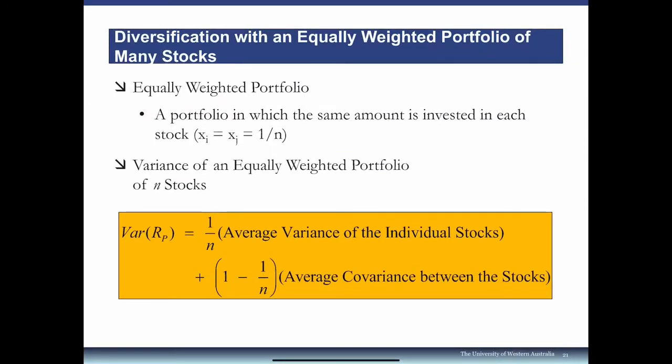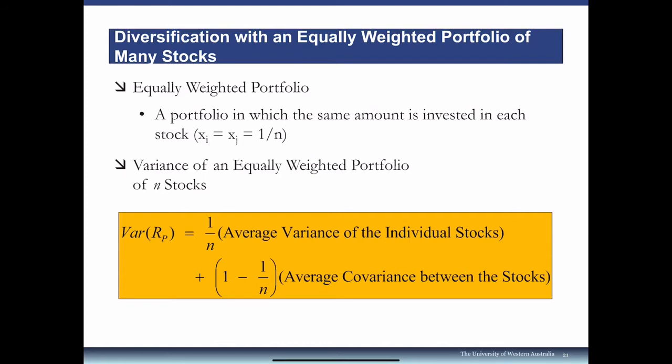When we talk about diversification, we can diversify with an equally weighted portfolio of many stocks. An equally weighted portfolio is a portfolio in which the same amount is invested in each stock, and we can calculate the variance of an equally weighted portfolio of n stocks. Again, this is background knowledge as well. What's more important for you to take away is the idea behind it and the takeaway message, rather than how to calculate it.